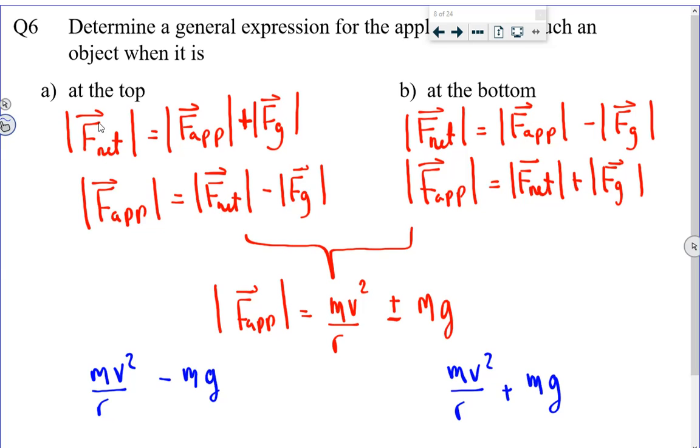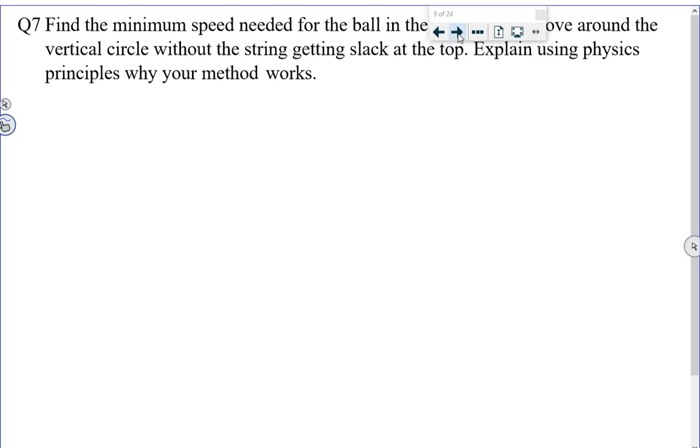One last thing we have to do, which is number 7: do you agree that if you didn't swing the ball fast enough, it wouldn't make it through the top? So the question is, how fast does it have to move? The speed we're after is when the applied force just equals 0. As long as there is a tiny, tiny applied force, the ball is going to make it down.